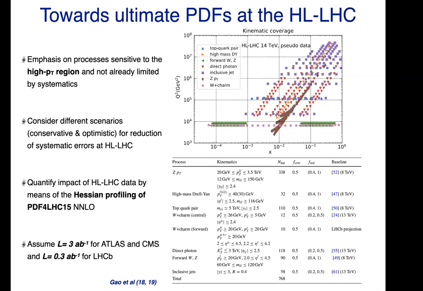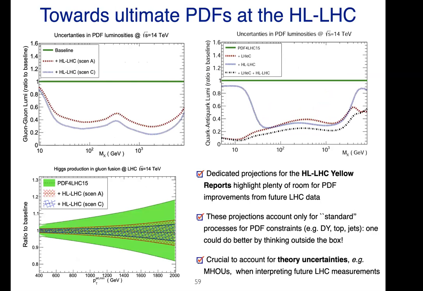So we did an analysis in the context of the High Luminosity LHC Yellow Report, which is based on pseudo-data from a variety of processes that could become available at the LHC. And then we compare them with the predictions based on some baseline, in this case the PDF4LHC15 set. And what we found is that the High Luminosity LHC is going to have a very nice potential to further constrain the PDFs, where the reduction of the errors goes between 20% and 80%, depending on whether you assume an optimistic scenario for the systematic errors or a more pessimistic scenario. But in any case, there is certainly a lot of room for improvement.